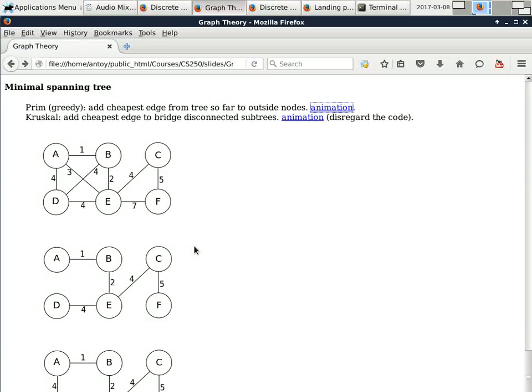You separate the nodes into the ones that are in the tree and the ones that are not yet in the tree. At the beginning, no one is in the tree. At the end, all of them are in the tree. And every time you add one. How do you add one? This is the key of the algorithm.